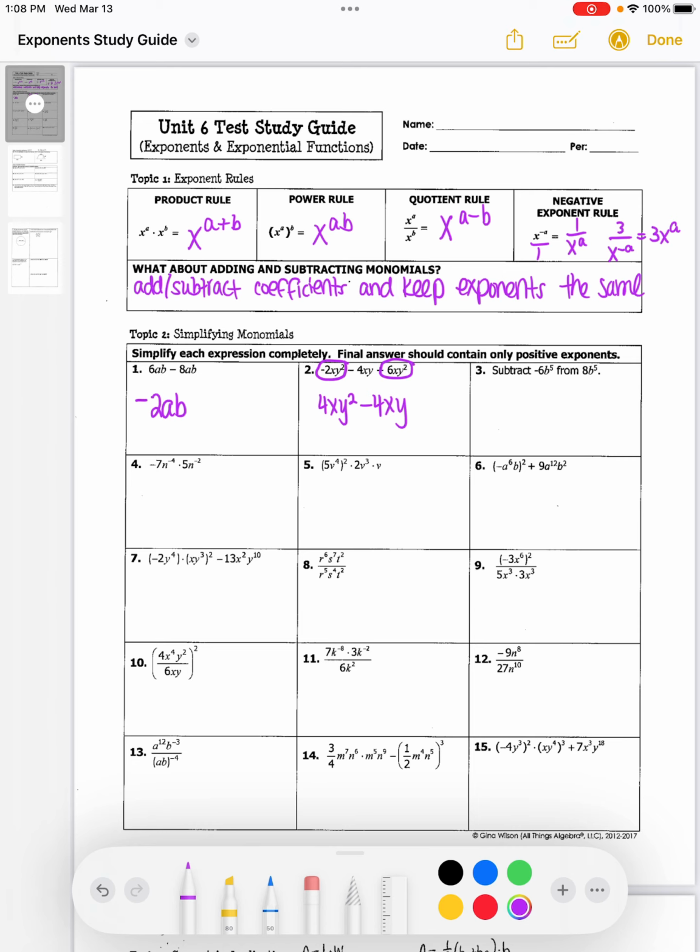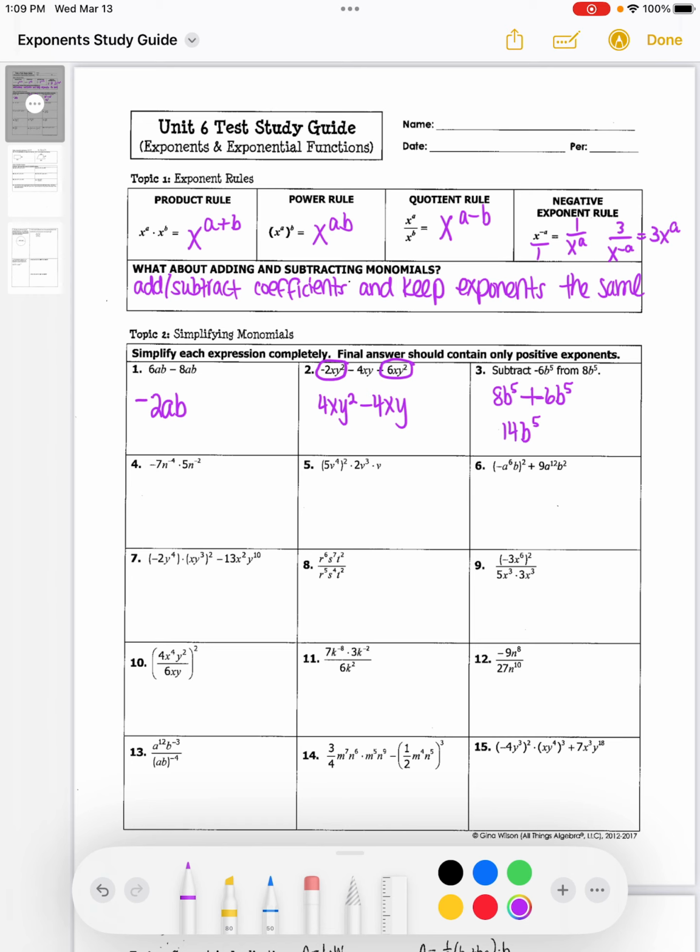Subtract negative 6b to the 5th from 8b to the 5th. We would take 8b to the 5th, and we would subtract negative 6b to the 5th. Minus negative really means plus. This would be 14b to the 5th power as our final answer.